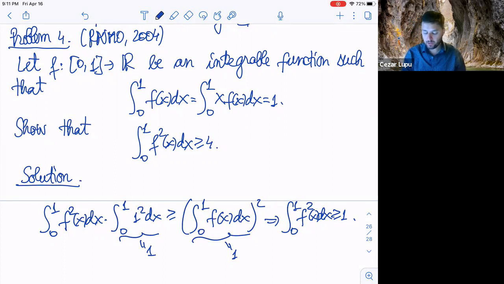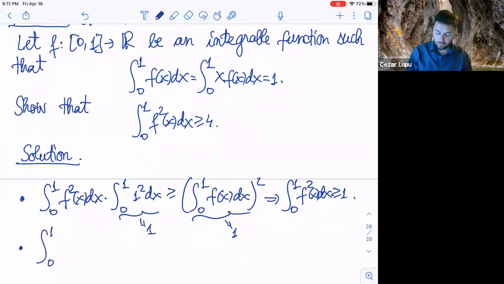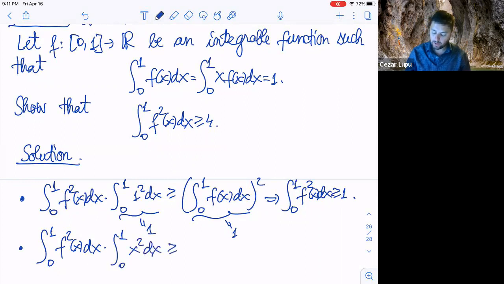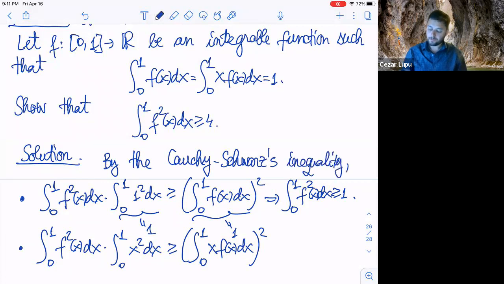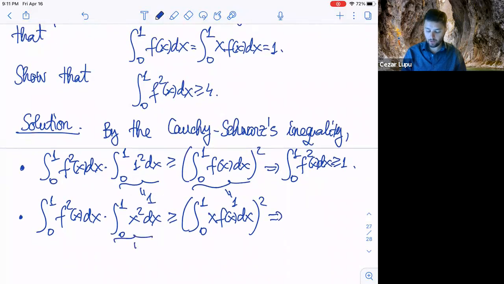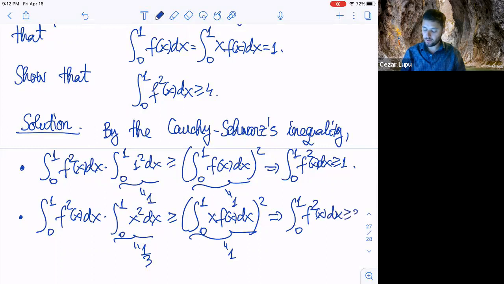Well, so I used this condition that the integral of f is 1. But what if we use something like this: the integral of f squared of x times the integral of x squared dx is greater or equal than the integral from 0 to 1 of x f of x dx, squared. Again, Cauchy-Schwarz. By the Cauchy-Schwarz inequality, we have these. So from this second one, this guy here is 1/3. This guy is 1. It follows that the integral of f squared of x dx is greater or equal than 3. Again, not good enough. And if we add them up, you will get even worse. We'll get the integral of f squared is greater or equal than 2.